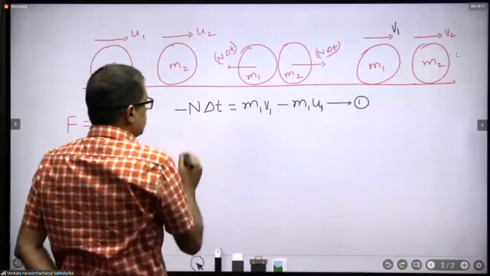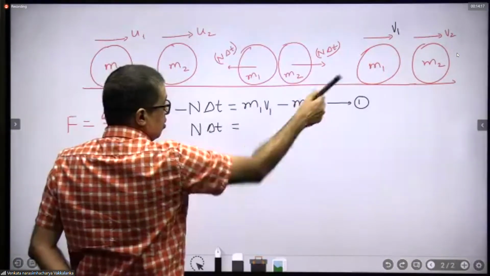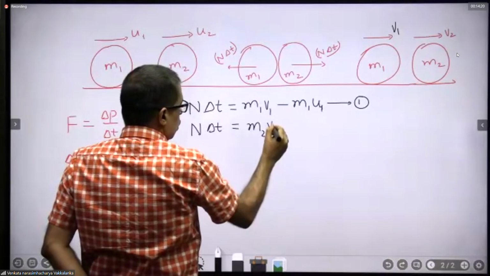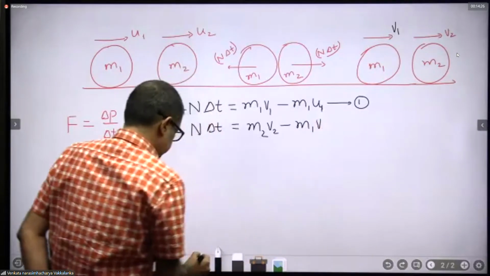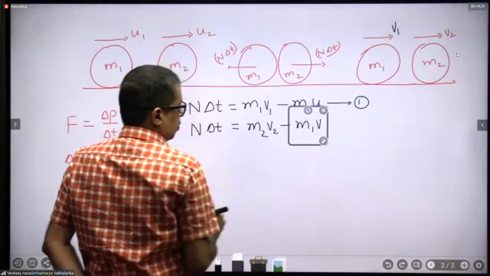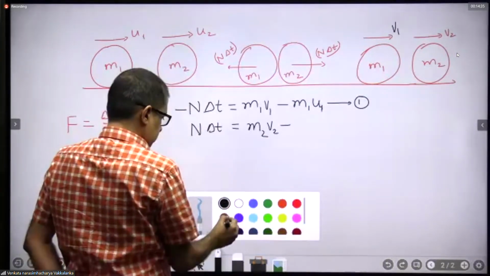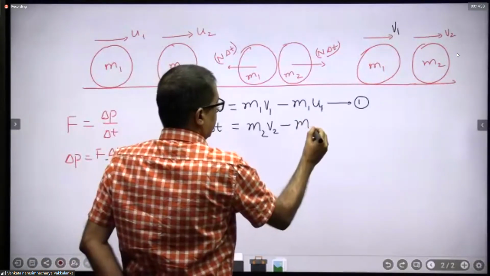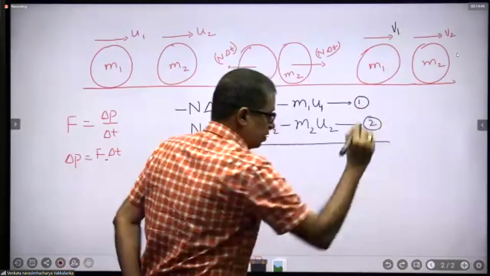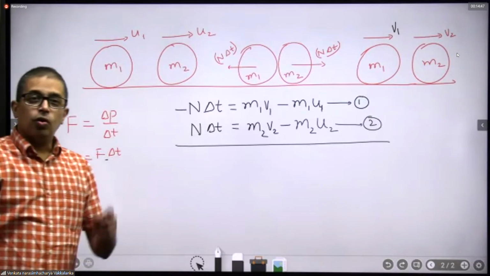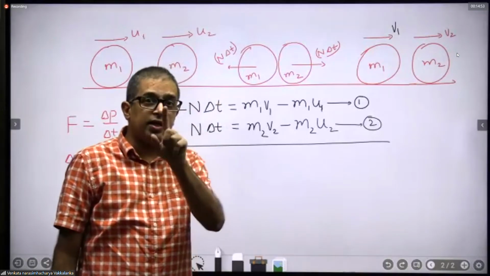Take M2 as a system, and N delta t is along the positive x-axis. Final momentum M2 V2 minus M2 U2. This is my second equation. Do you all agree with this? So for M1 there is a change in momentum, for M2 there is a change in momentum, but M1 and M2 put together, there is no change in momentum.